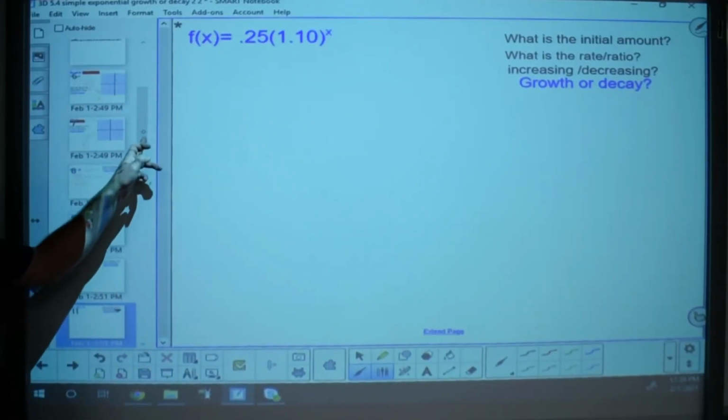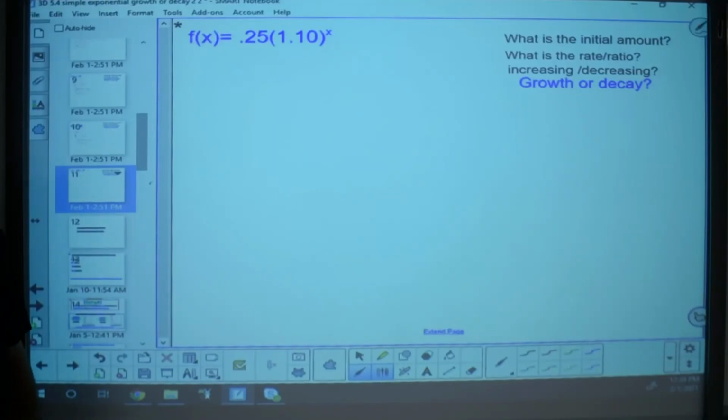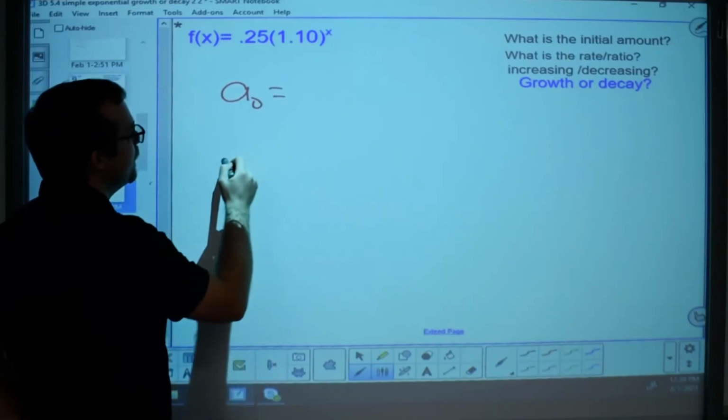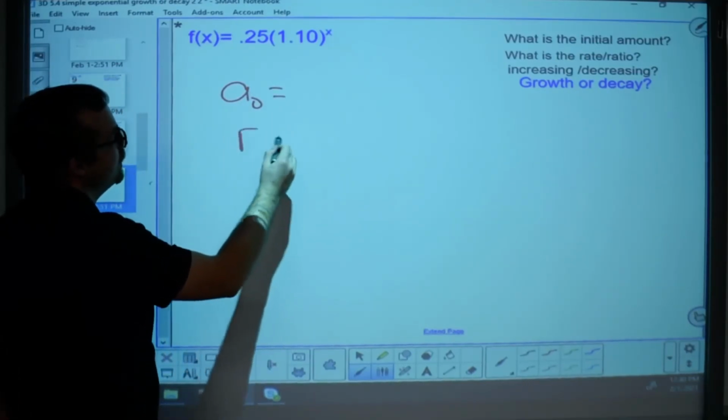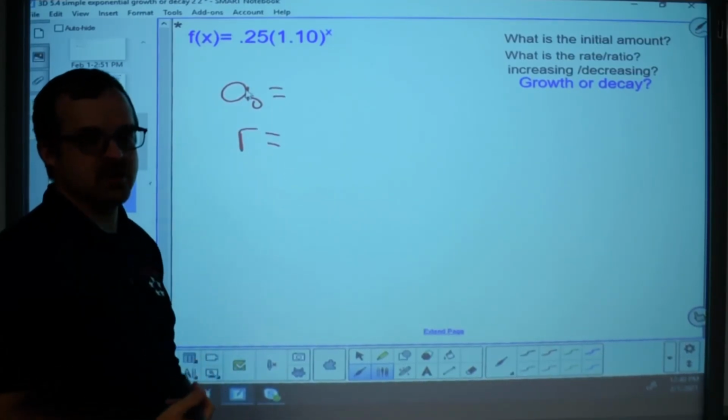Here's another. Go ahead and pause the video. This will be our last one. Give it a shot. All right, so what's the initial amount? What is the common ratio, or the rate, r? Is that going to be increasing, decreasing? Is it growth or decay?